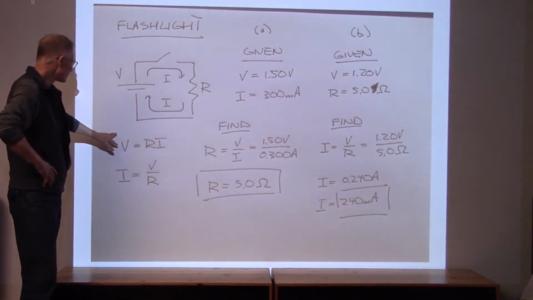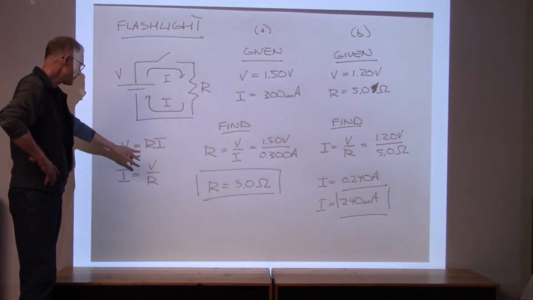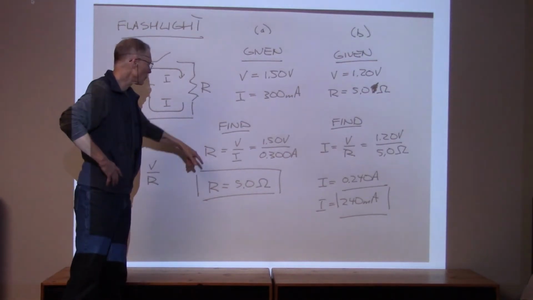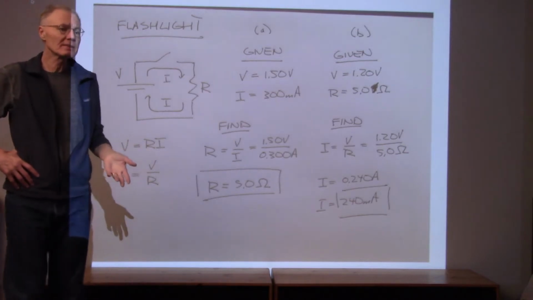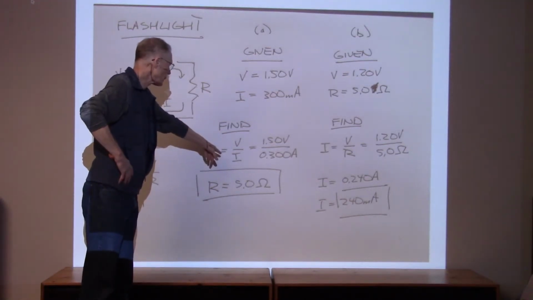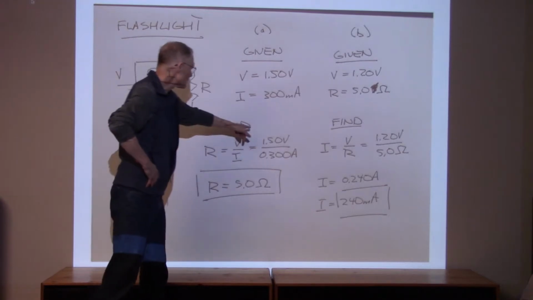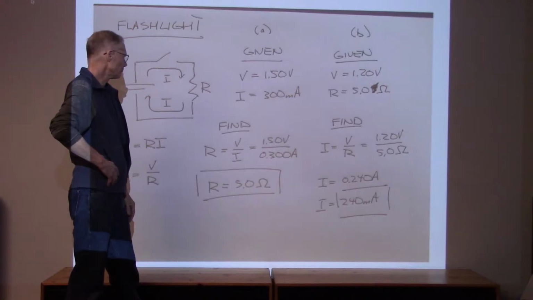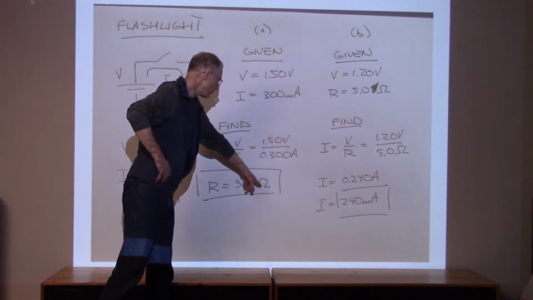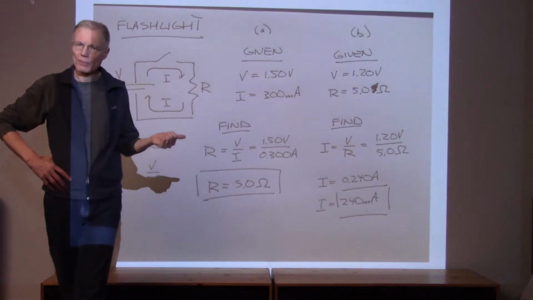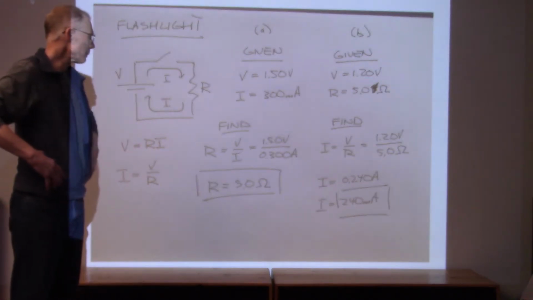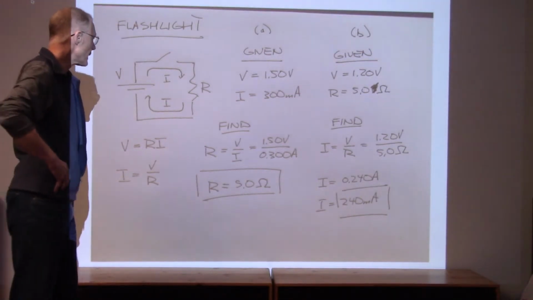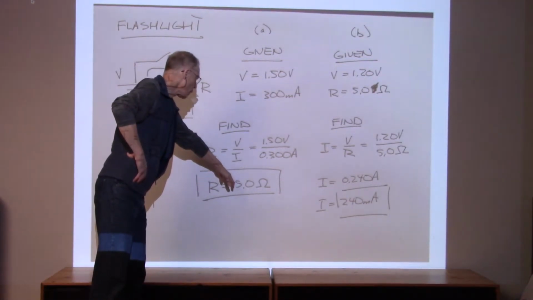So let's take a look at our standard formulas here. V equals RI, I is equal to V over R. In this problem, they want us to determine what the resistance is. So I get resistance by taking V over I. Now that would mean taking 1.5 volts over 0.300 amps, and a volt divided by an amp gives me an ohm. So that's what that unit is, that capital omega, to tell us how many ohms of resistance we have. And the number we came up with is 5 ohms.